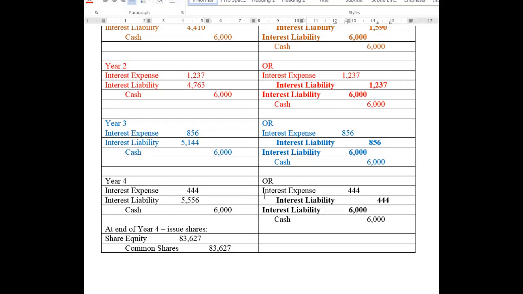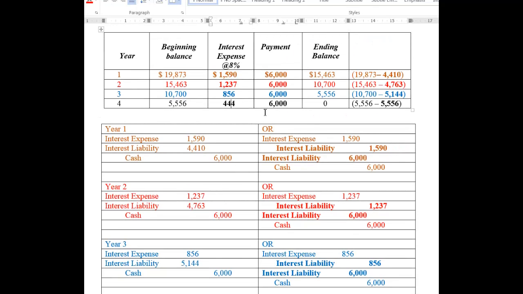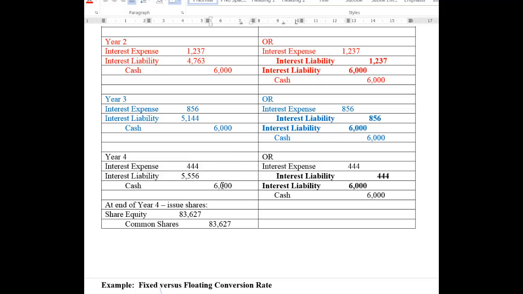So what would our entry be? Well, again, you can do them in two steps. Record your interest expense and credit interest liability, and then pay down the liability when you credit cash. Or you could do it again as one entry. Debit the expense for $444, which is what you calculated up here. Credit cash, and then debit your liability for the difference.